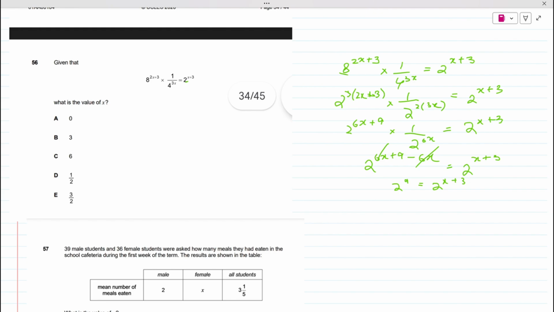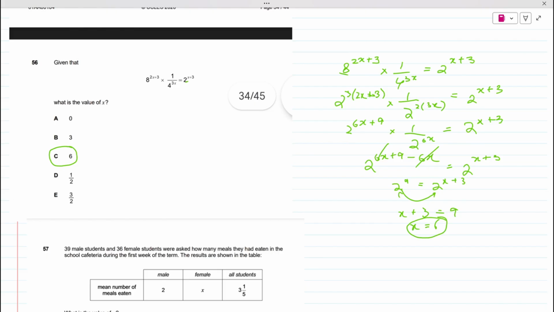Now since bases are the same, can we equate the exponents, right? Of course we can. So x plus 3 equals 9. We are supposed to find the value of x only. So x is equal to 9 minus 3, which is 6, right? So our value of x is 6. And we are done with our fourth question as well.